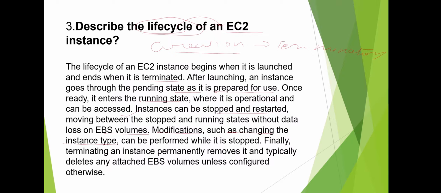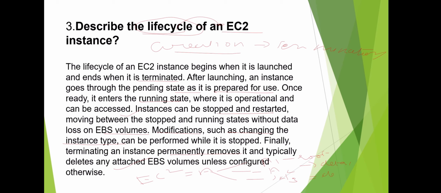Finally, terminating an instance permanently removes it. It removes everything, and typically deletes any attached EBS volume unless configured otherwise. When we terminate our EC2 instance, it will terminate all the EBS volumes attached to that EC2 instance. Let's take an example. There is an EC2 instance A and multiple volumes are attached: A1, A2, A3. A1 is the root volume. A2 is data volume 1.